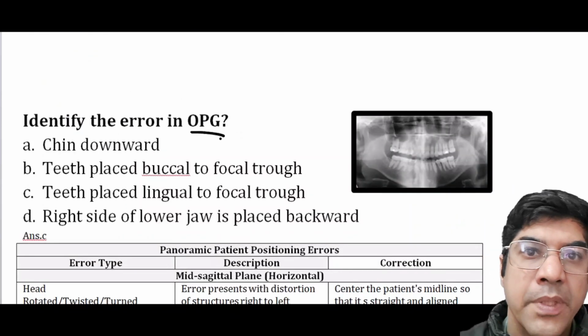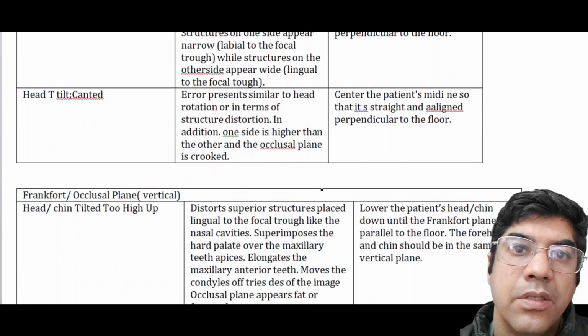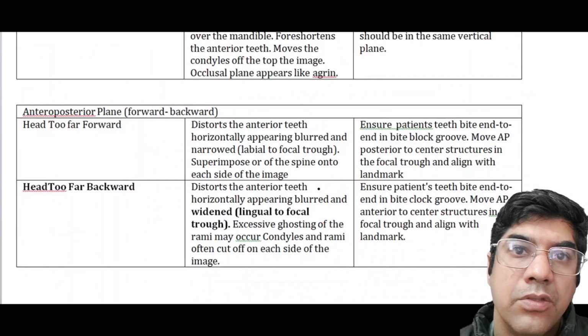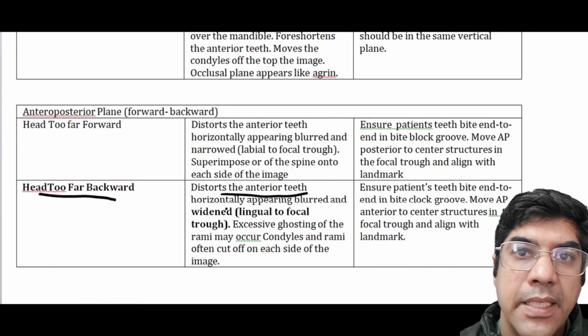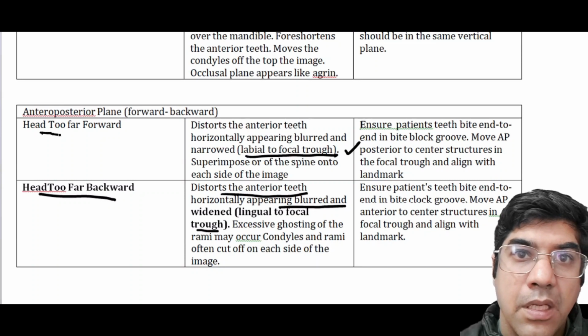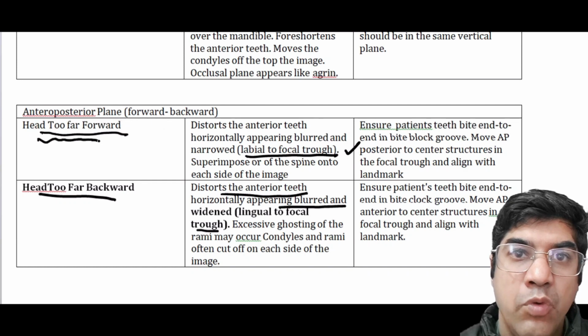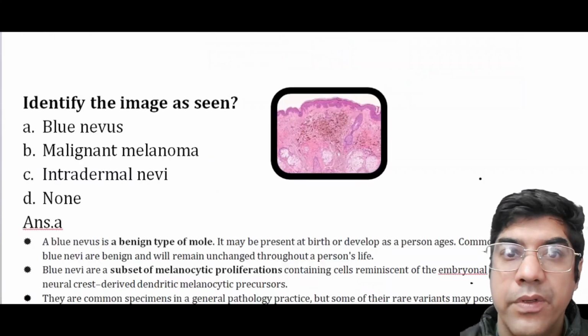Identify the error in OPG. The answer: when the teeth are placed lingual to the focal trough. When the head is placed too far backward, that would distort the anterior teeth. The tooth would appear blurred when it is placed lingual to the focal trough. When it is placed labial to the focal trough, remember that occurs when the head is placed too far forward. So remember this table from your entrance exam point of view.